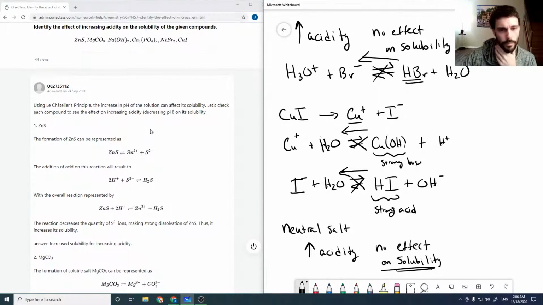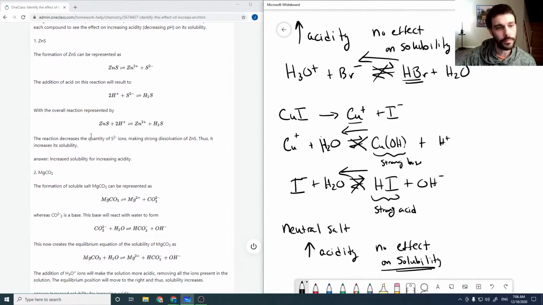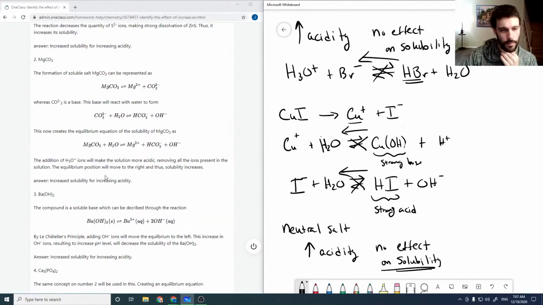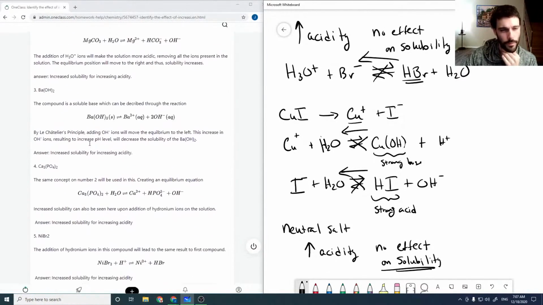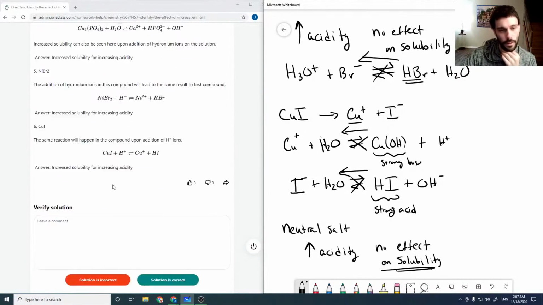Okay, so they mentioned that Le Chatelier's principle states that pH should affect, but they don't say what effect. So if it's a basic solution, it will increase, whereas neutral or acidic, it shouldn't have an effect, or it should have a negative effect for acidity. Okay, so for the first one, increased solubility for increased acidity looks good. Increased solubility for increased acidity for the second one. Same for the third. Same for the fourth. But then for the fifth, they still said increased, which is incorrect.